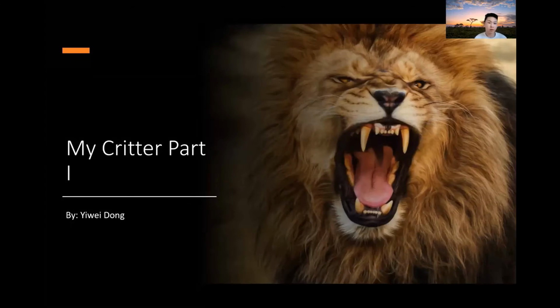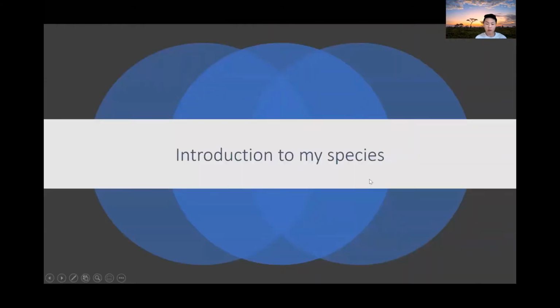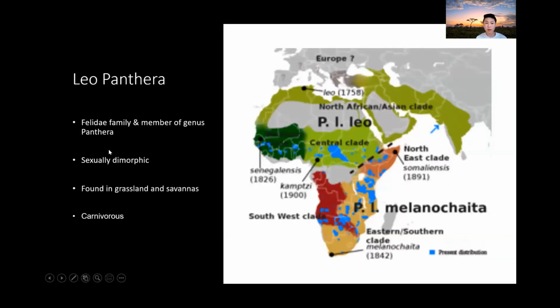So welcome to my critter part one. The species I'll be doing is a lion. So the lion's binomial name is Panthera leo. It is in the Felidae family and a member of genus Panthera.